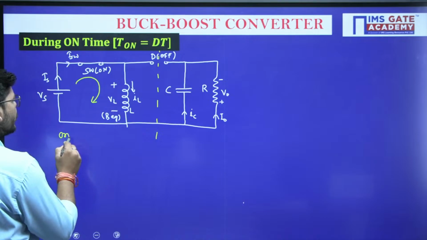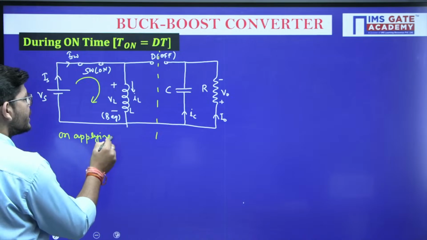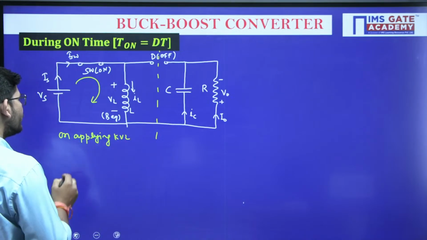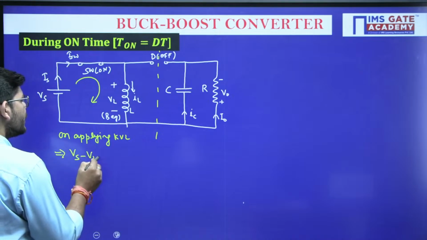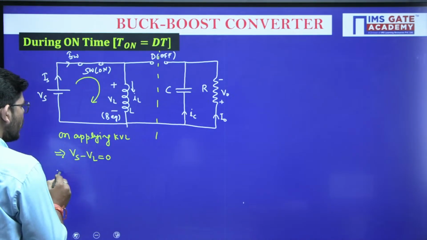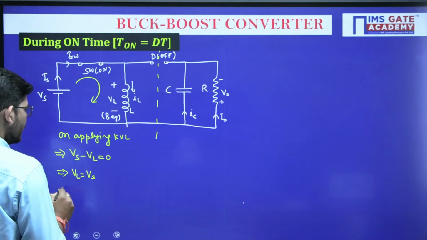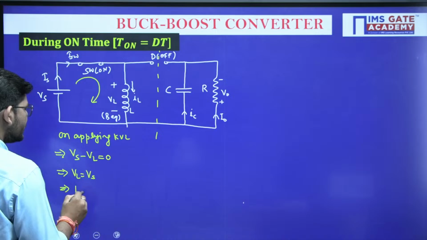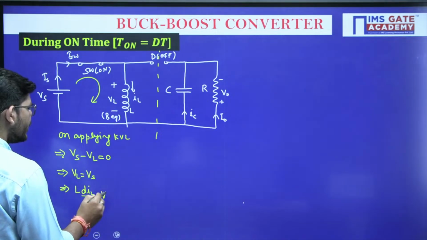So if we are going to apply KVL, what are we going to get? On applying KVL in this circuit, we get Vs minus VL equals 0, or what I can write here is that VL is equal to Vs, and we know that VL is nothing but L dIL by dt. This is going to be equal to Vs.